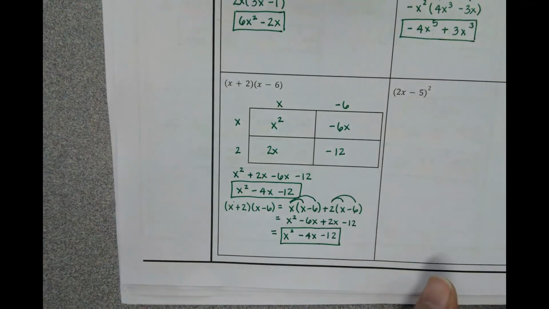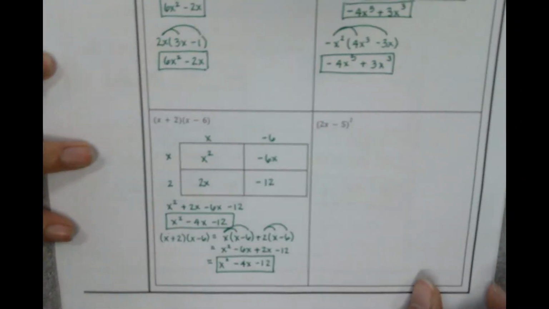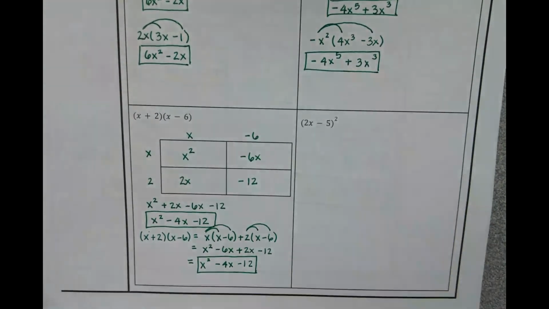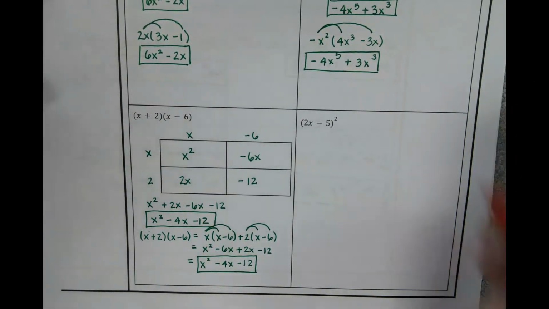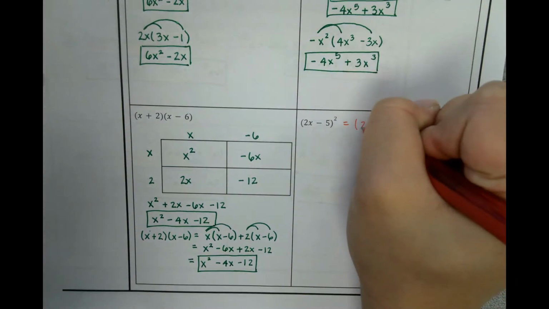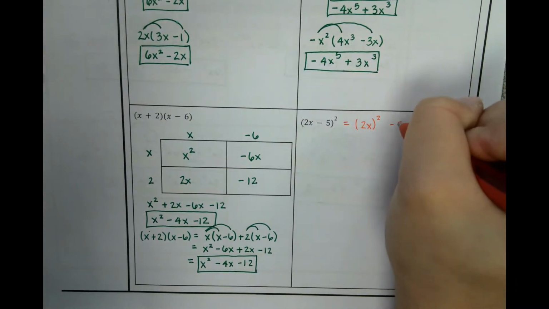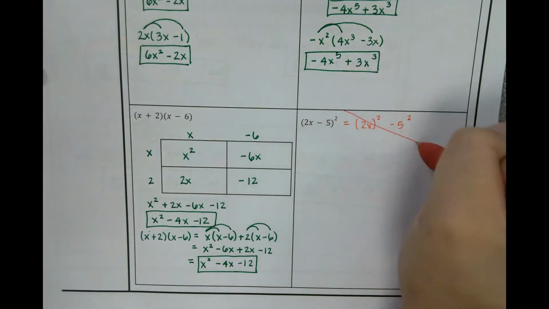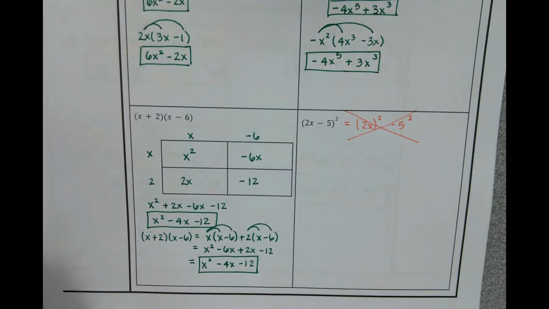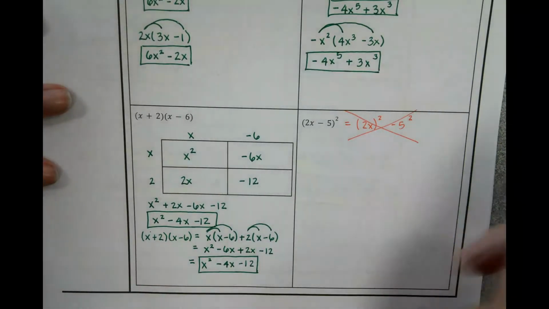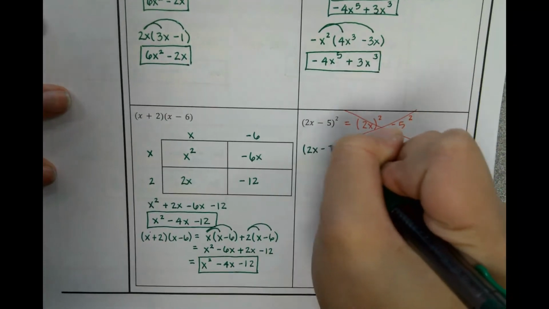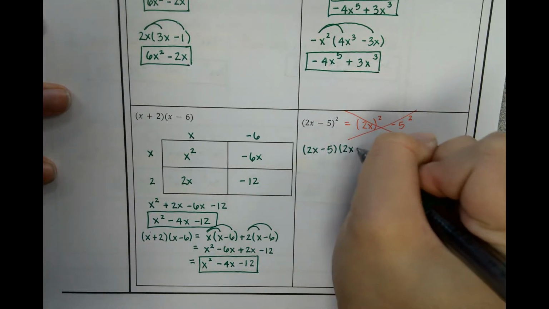Okay. I'm going to do the next one. I'm not going to do the box method, because I actually prefer doing it the distributive method way. Okay, so here I have 2x minus 5 squared. One thing I see students want to do a lot is they think, oh, this means it's 2x squared and then minus 5 squared. Okay, this is not true. You cannot distribute the 2 here because we have addition and subtraction inside. So please remember you cannot do this. Instead, 2x minus 5 squared stands for 2x minus 5 times 2x minus 5.